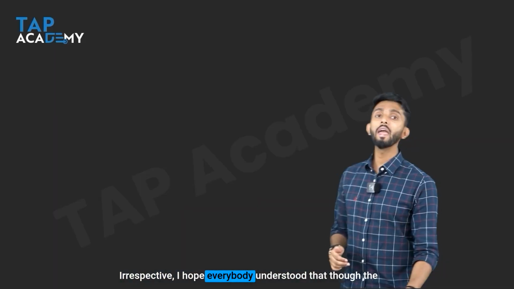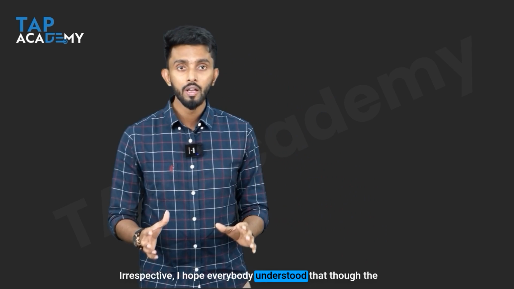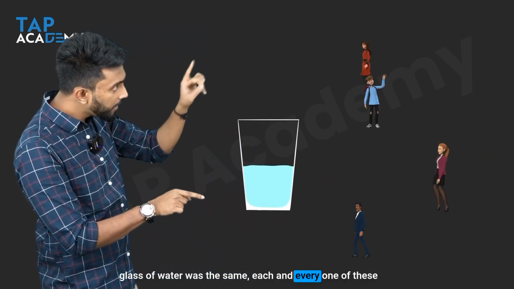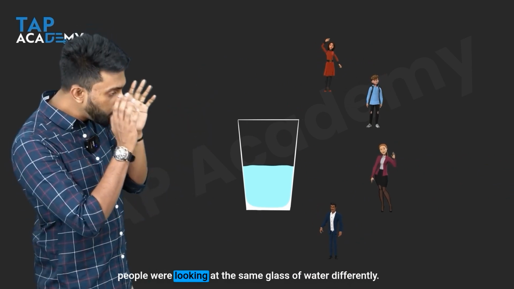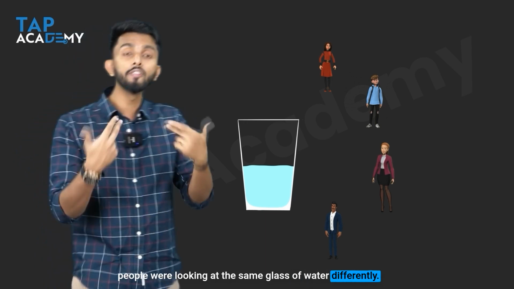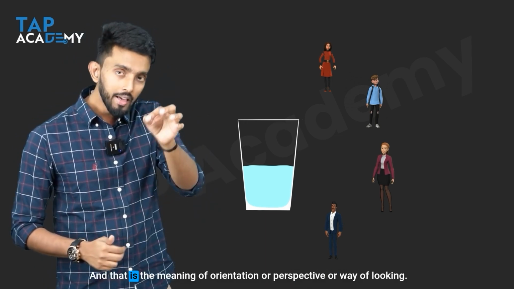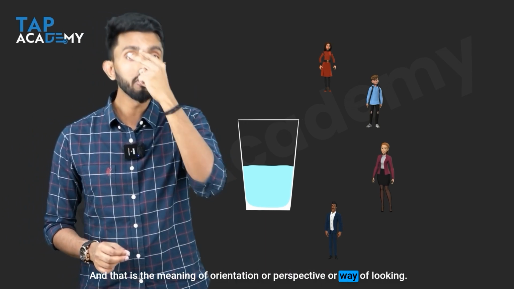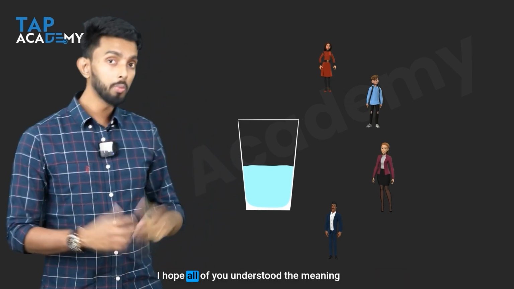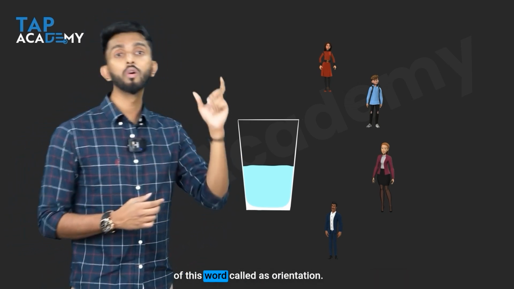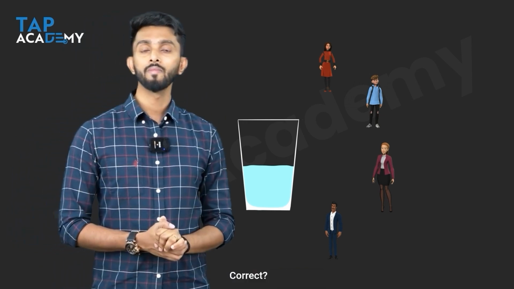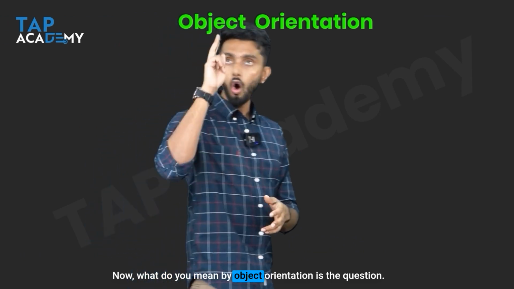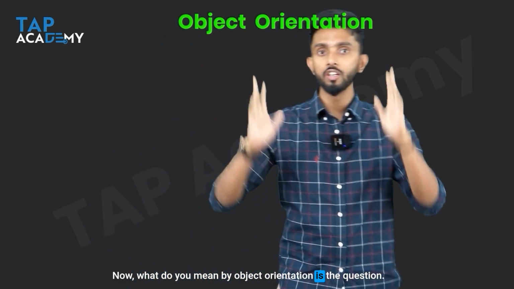Irrespective, I hope everybody understood that though the glass of water was the same, each and every one of these people was looking at the same glass of water differently. And that is the meaning of orientation or perspective or way of looking. Yes, I hope all of you understood the meaning of this word called orientation. Correct? Now, what do you mean by object orientation is the question.